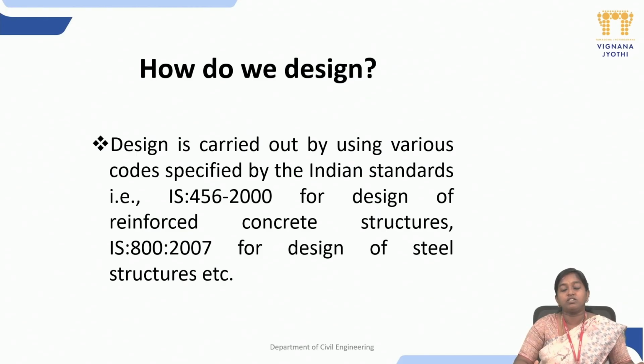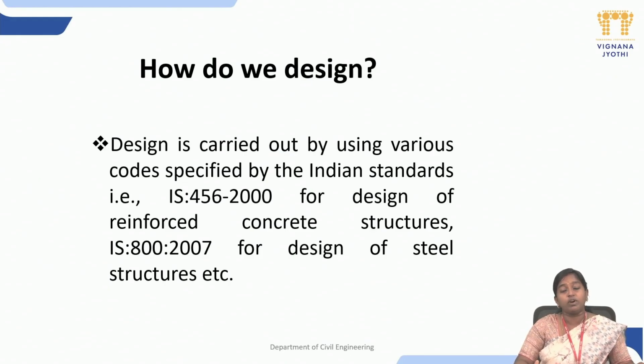Then, how do we design and what are the aids required to design these across a given country? Every country has its own code which is followed to maintain uniformity in the design. In India, we follow the Bureau of Indian Standards, and for reinforced concrete structures, the code to be followed is IS 456-2000 for plain and reinforced concrete, and for steel structures, we prefer IS 800-2007.